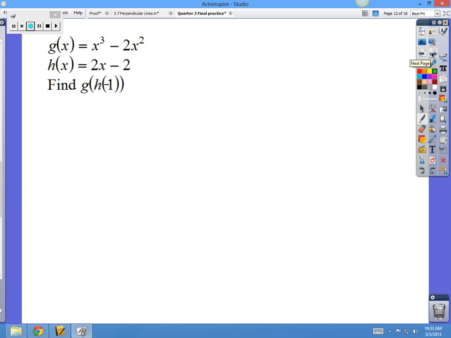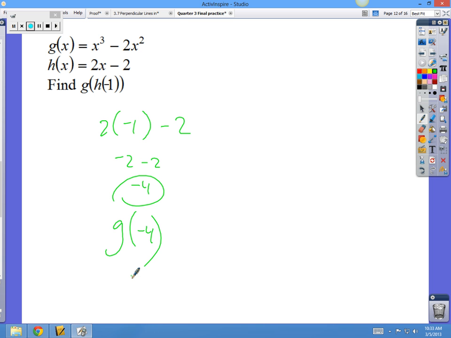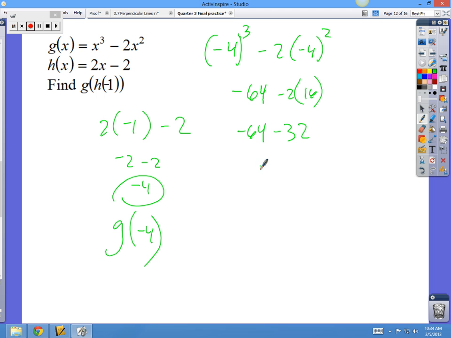Okay, they want you to take -1 into h. So h has one variable. You're going to replace that x with a -1. So it's a -2, and a -2 is a -4. Now take that -4 into g. G has 2 variables, so you've got to plug it in once there and once there. Okay, -4 cubed. -4 times -4 times -4 is going to be negative 64, and -4 squared is going to be a positive 16. So you're going to have a -64 and a -32 for a total of -96.